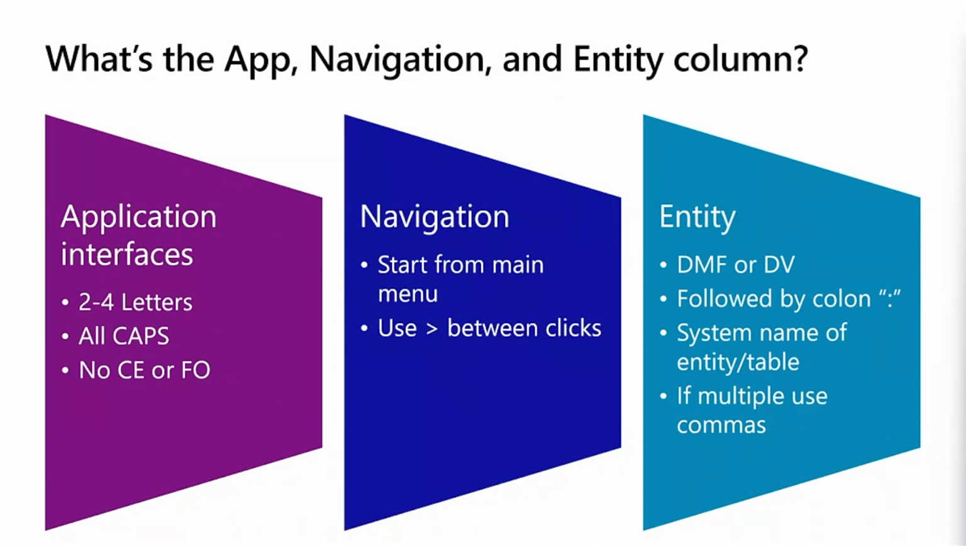When you type out your navigation, we always want you to start from the main menu or the home screen of the application so that users know how to navigate there. And we use the greater than or caret symbol in between each click. For the entity, we use DMF for data migration framework or FNO based entities, or DV for Dataverse entities for CE related entities. After DMF or DV, you're going to include a colon along with the system name of the entity or table that you're using. If there's more than one, then you can list them out with commas.